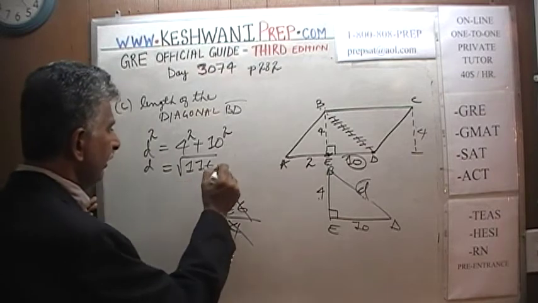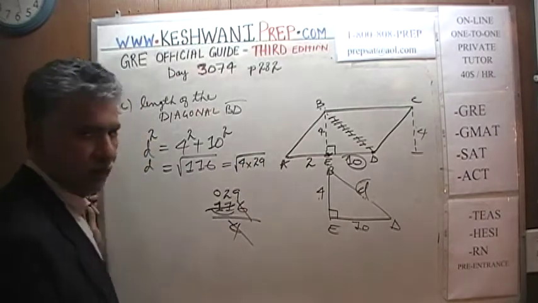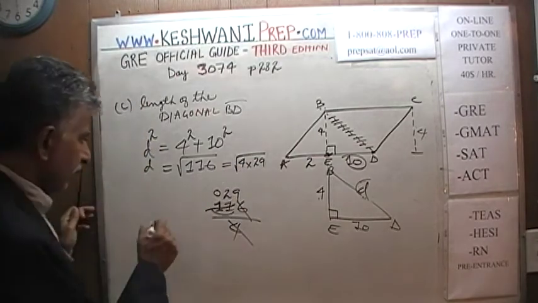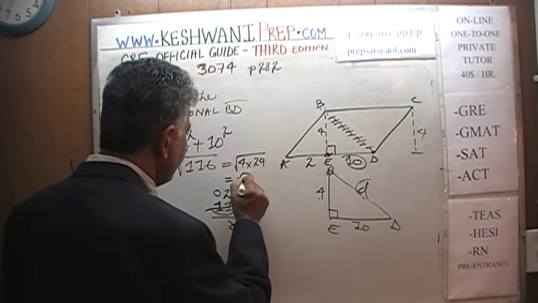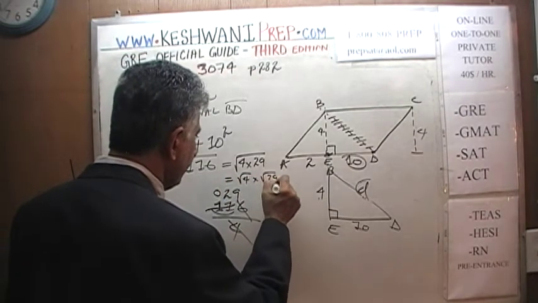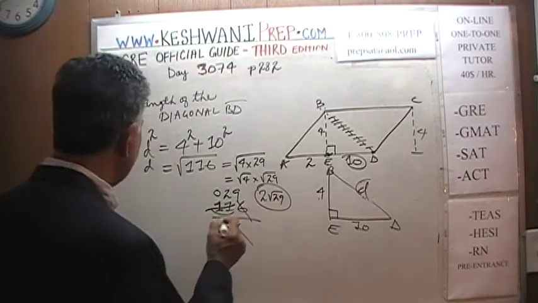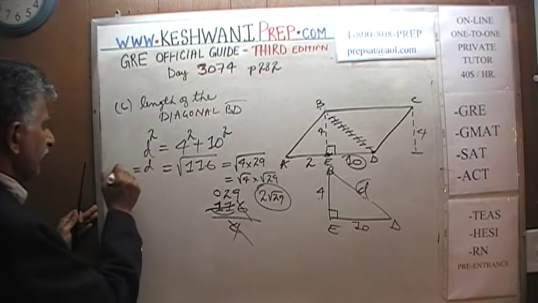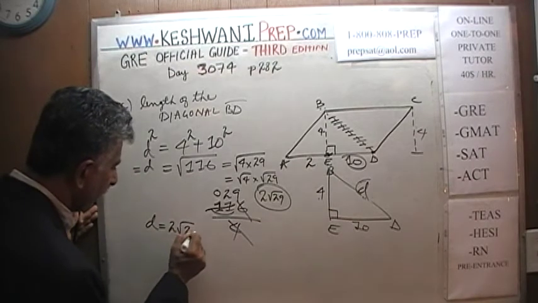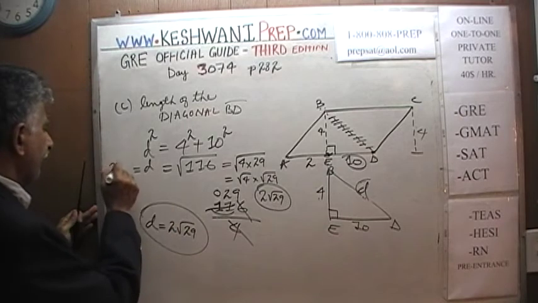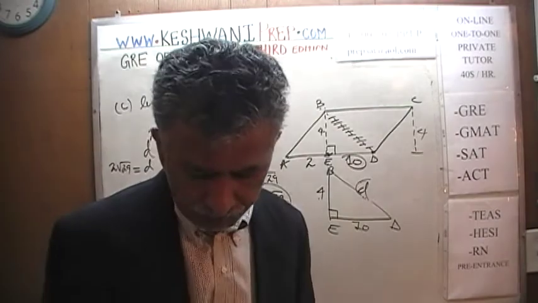So this quantity can be written as 4 times 29. Square root of 4 times 29, which in turn can be written as the square root of 4 times the square root of 29, and square root of 4 is just 2, so it's just 2 times root 29. The diagonal that we're looking for turns out to be 2 times the square root of 29. Do you understand? And that's all.